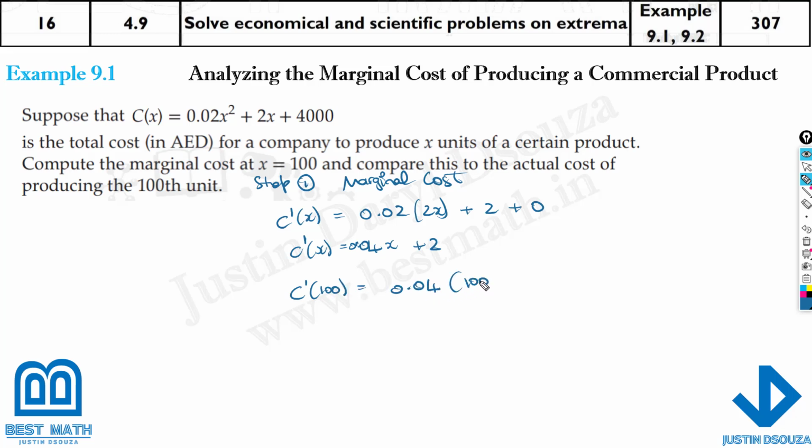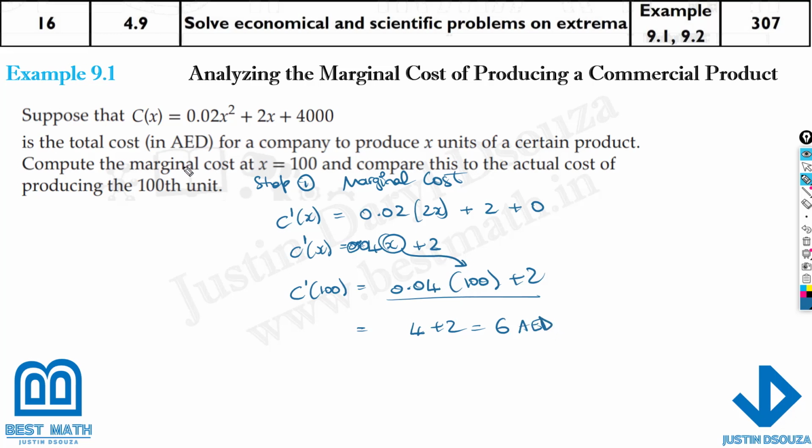So C prime of 100 will be 0.04 times 100 plus 2. Here only the x value becomes 100, and the remaining things are the same. It's 0.04. I just messed it up over there, but here it's clear. Now just compute this. It'll be 4 plus 2. That is 6 dirhams. 6 AED is the marginal cost.